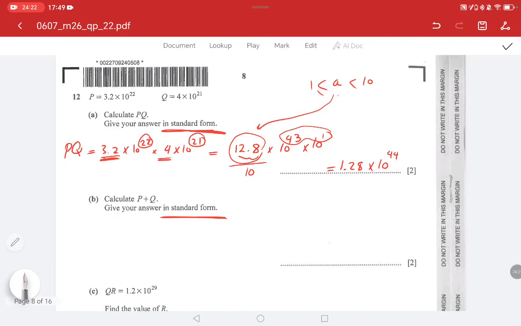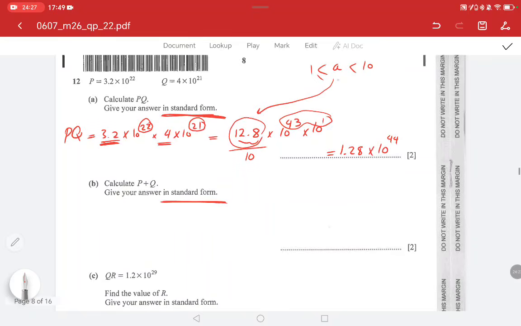Okay, let's move to the next one. Take care about standard form. Here, addition. If you have a question about addition, you should know that you will factorize. This is addition, not multiplication. So let's write both of them again. 3.2 times 10 to the power of 22 plus 4 times 10 to the power of 21. In this case, you have to factorize. When you factorize, usually take the smaller power outside, like 10 to the power of 21 and 10 to the power of 22. Take 10 to the power of 21 outside, the smallest one.